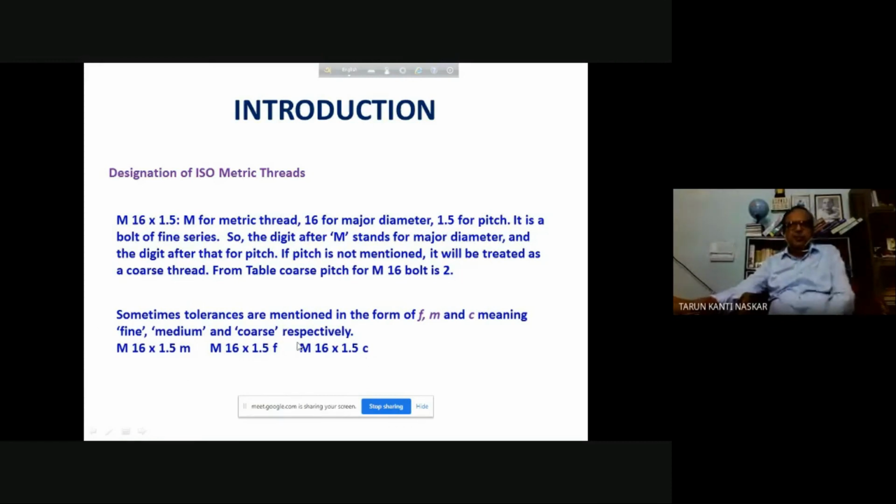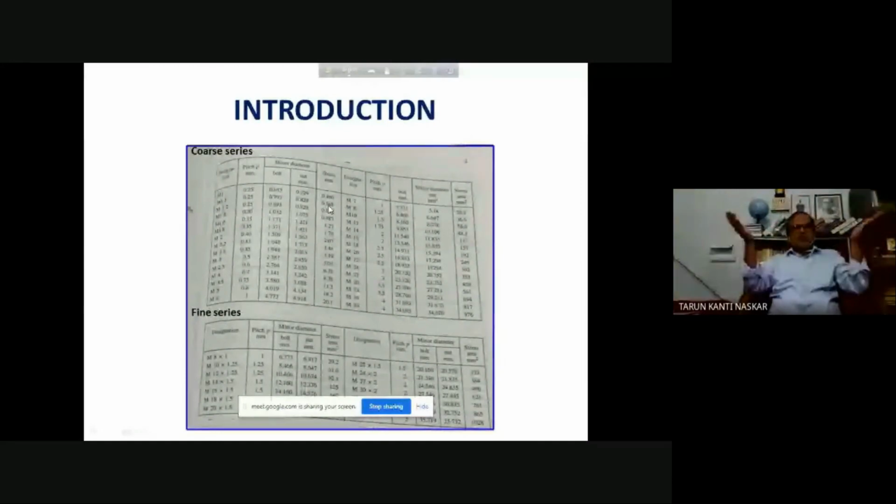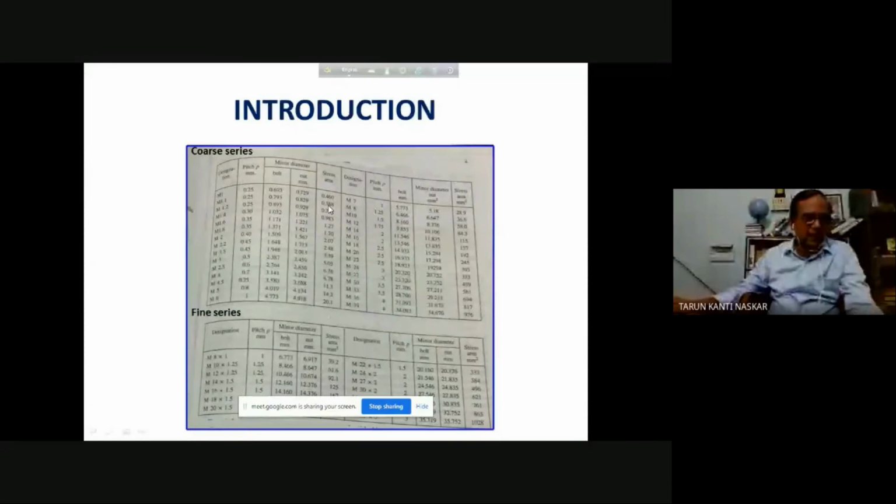So these are the designations, and this is the table. That means this is for the coarse series and this is for the fine series. These tables are available in the book and you have to consult the table. For examination purposes these tables will be given in your question paper, and then you can consult the table and find out the diameters, etc. Okay, so we are concluding here.